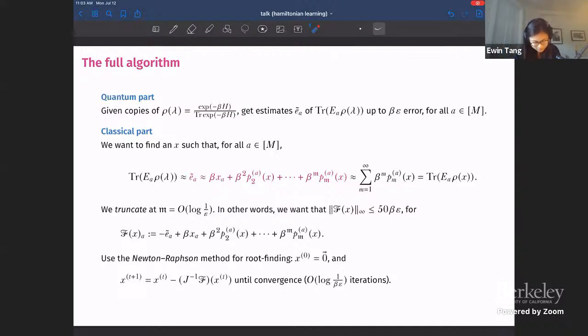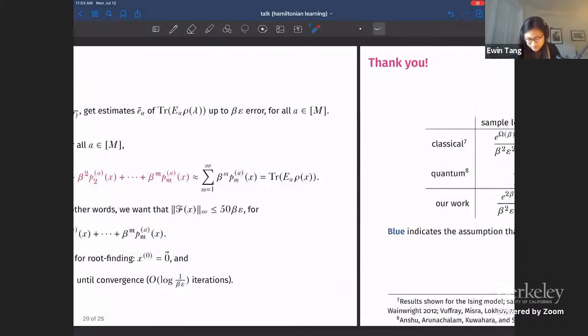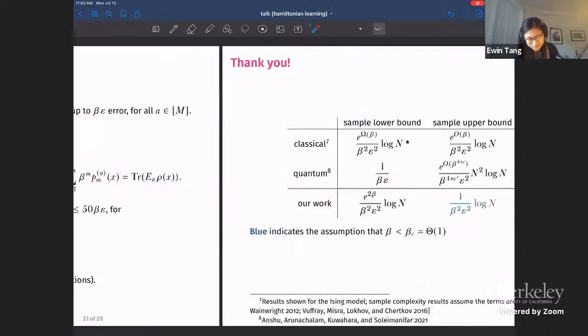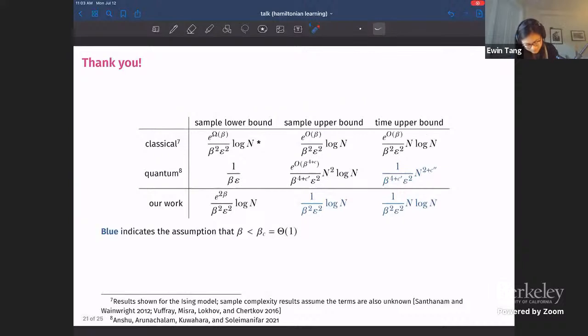I guess I'm out of time, so I'll stop here. I can discuss, if you'd like, why the result that we get is optimal, or some of these other pieces of the table if you want, but thank you.